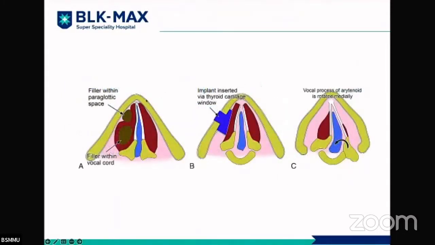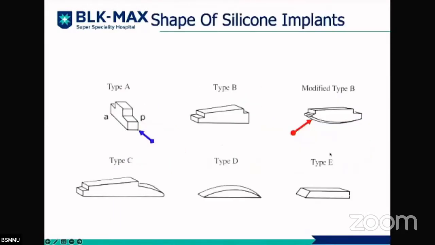Now, this is something I wanted to show you. This is the injection laryngoplasty, where the paraglottic space is filled with filler, like maybe hyaluronic acid or hydroxyapatite or fat for medialization. And this is the thyroplasty. And this is arytenoid rotation. Why and how, I'll tell you later.